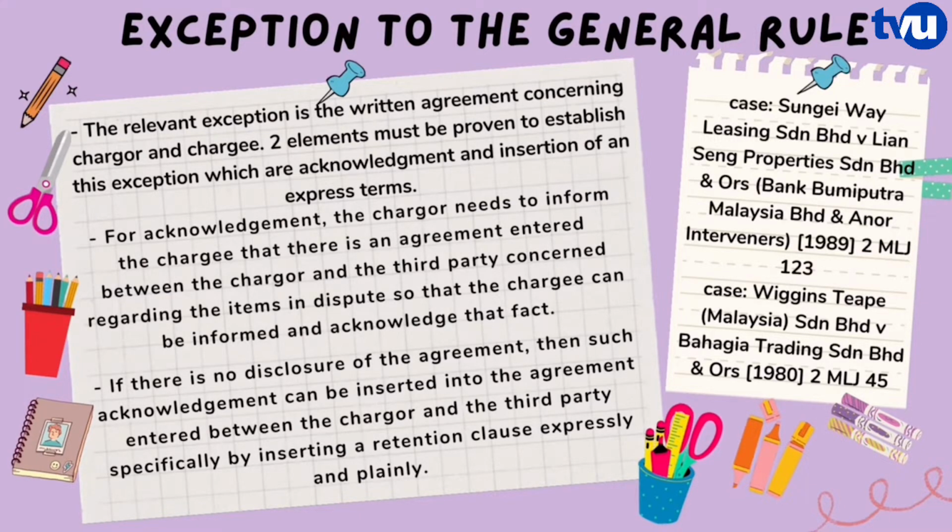In the case of Wigan State Malaysia Sdn Bhd, we have stated that for acknowledgement, the charger needs to inform the chargee that there is an agreement entered between the charger and the third party concerned regarding the items in dispute, so that the chargee can be informed and acknowledge the fact.